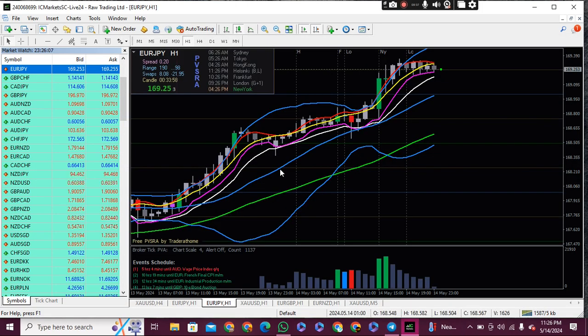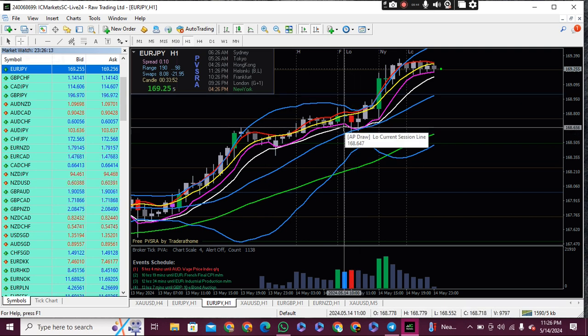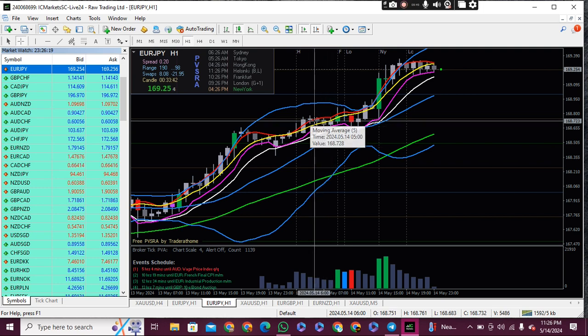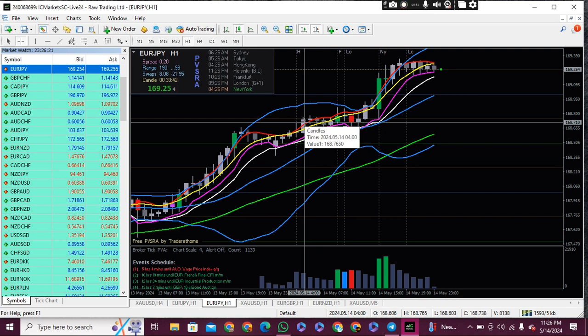This one has really given us some good money because I think we have done over 100 pips on this. So it was from around 5 a.m. I think it was on this candle specifically. So it has gone up all the way to 63 pips.